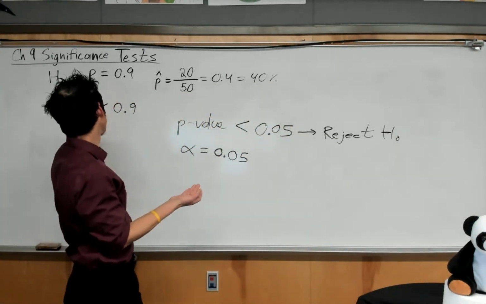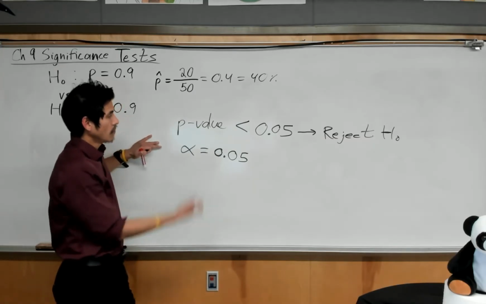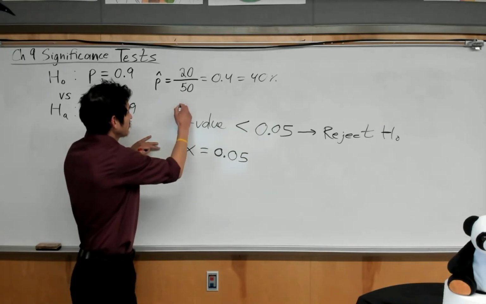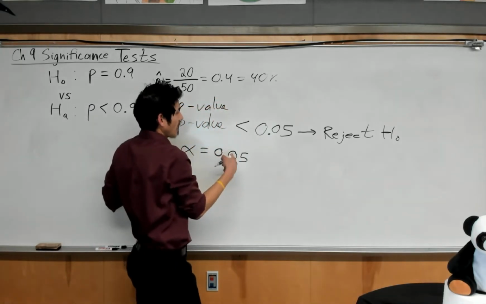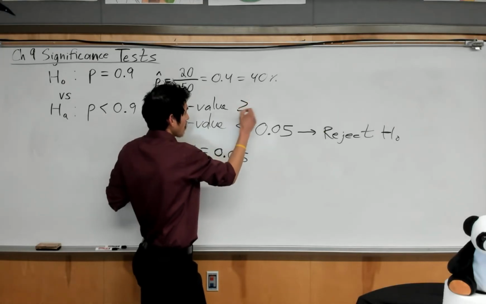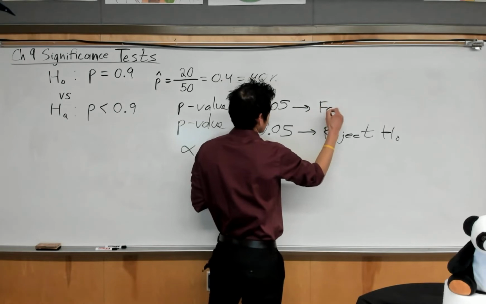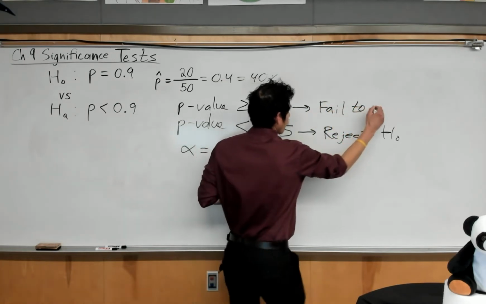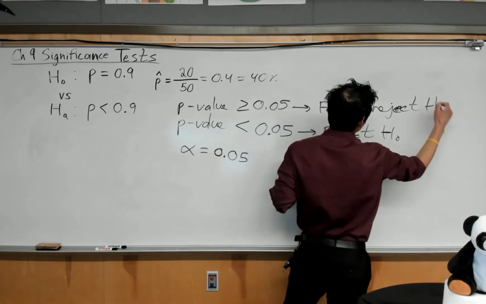And then you're going to say, yeah, I'm going to accept the HA. But if the p-value we get from this is 0.05 or greater, then we say we failed to reject H0. Failed to reject the null hypothesis.